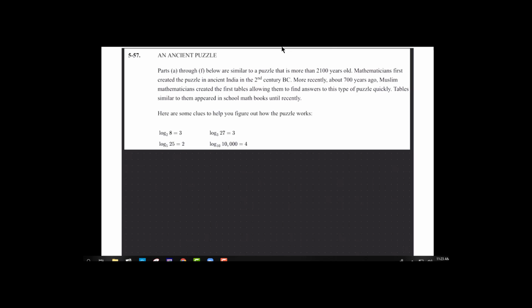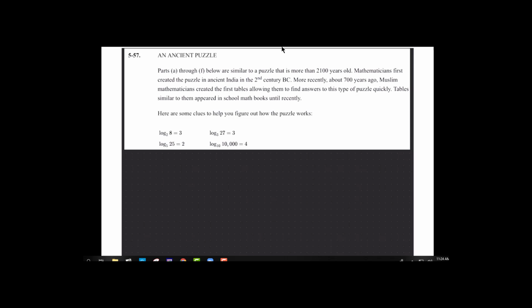So anyways, mathematicians first created the puzzle in ancient India in the 2nd century BC. More recently, about 700 years ago, Muslim mathematicians created the first tables, allowing them to find answers of this type of puzzle really quickly. Tables similar to these appear in school books until recently. There were these huge tables in the back of our books that we would have to refer to find out what these answers are. But now those tables have all been put into a calculator, ultimately into an algorithm, and we usually just use our calculators when it comes to solving some of these problems.